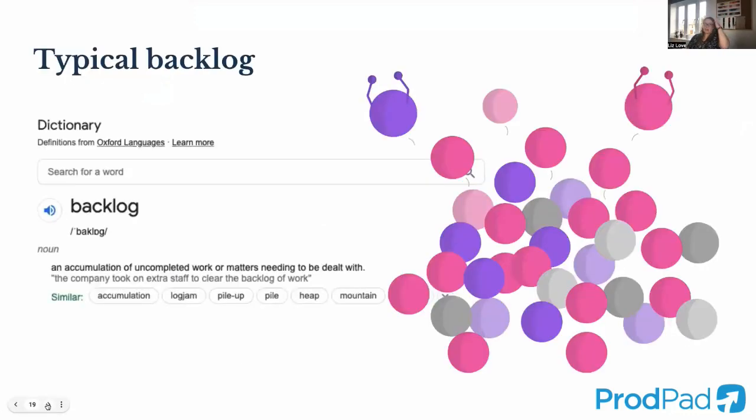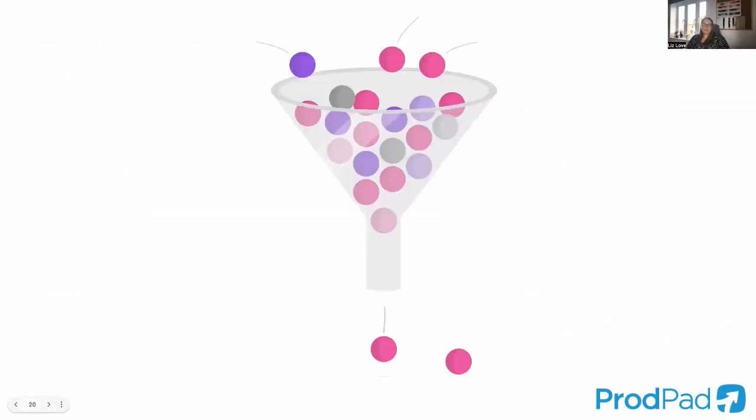I found this Oxford English Dictionary definition of backlog: an accumulation of uncompleted work or matters needing to be dealt with. That sounds scary, to be honest with you. Similar words are things like logjam, pile, heap, mountain, excess. Again, scary stuff that you think, oh, I'm never going to get through this backlog. It's the stuff of nightmares for product managers. What we need to be able to do is filter that backlog. We need to be able to find out what's worth doing.